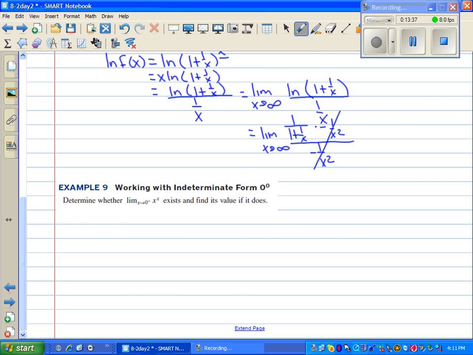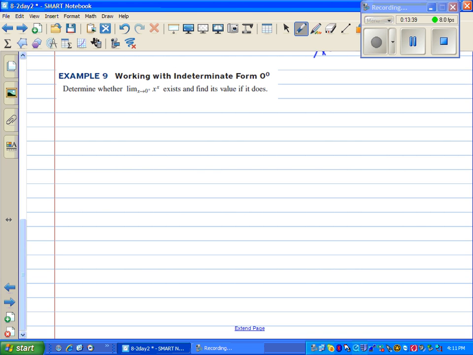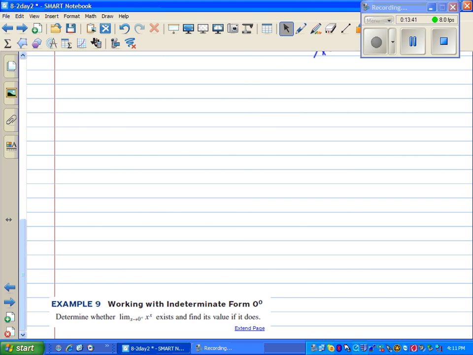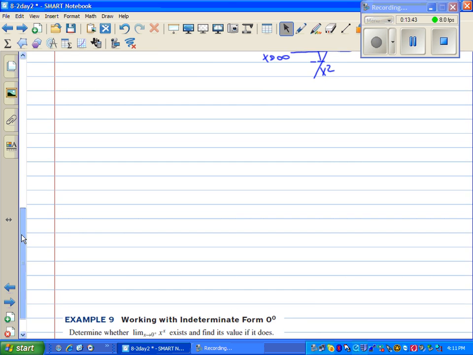I can see I have example 9 in the way. Let me move that down. There we go. Create a little bit of room here.